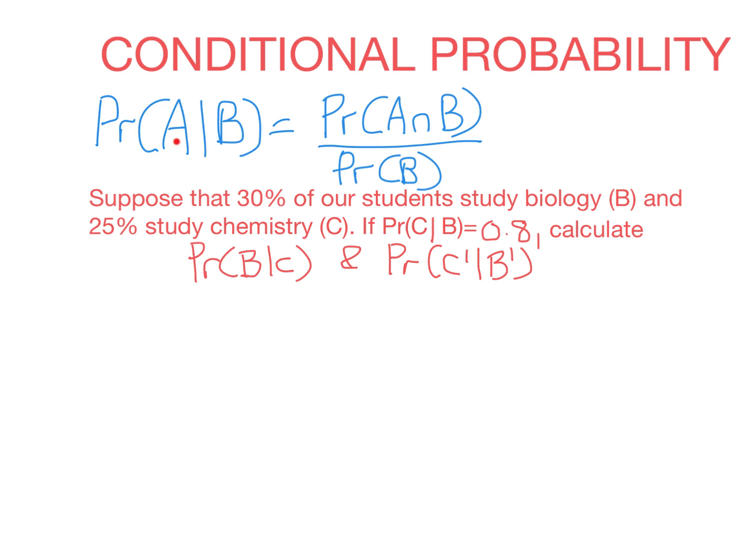So we read this as probability of A given B. So B is a condition. We're saying B, an event, has to happen. On the condition that B happens, what is the probability of A?